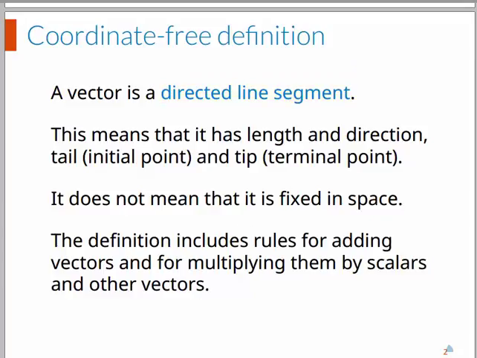So if we look only at the word line, it means that it's linear, it's straight, like an arrow. So that's something about a vector, and we also get the physical image of the arrow, not just from the linear, but from something else as well. Using the term line segment means that its length is finite.